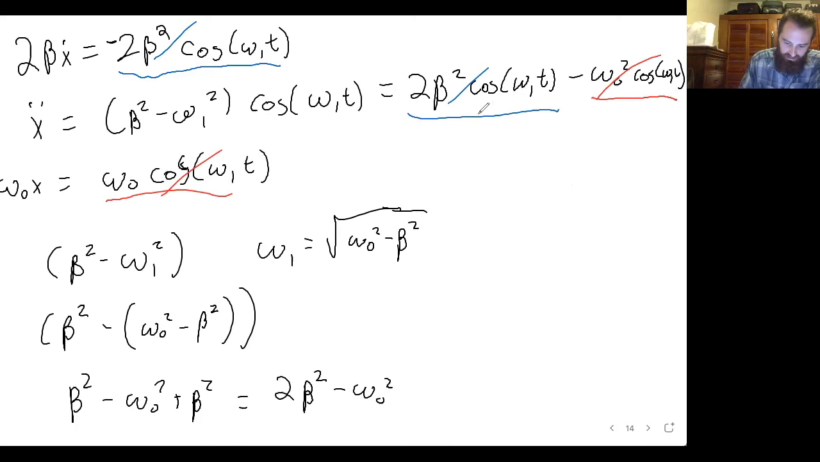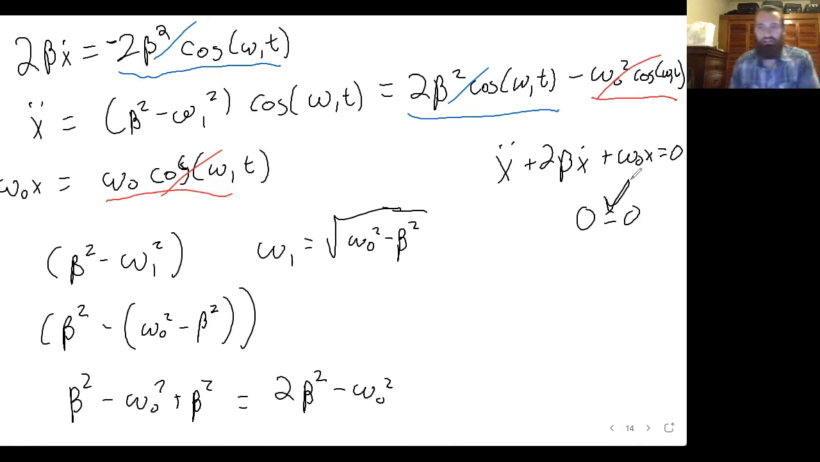So this x double dot plus 2 beta x dot plus omega naught squared x was supposed to equal 0, and everything canceled out, so we do get that 0 equals 0. So if you're just given a solution to something like a differential equation, it's important to check that that solution is actually correct. And so we've just done that.